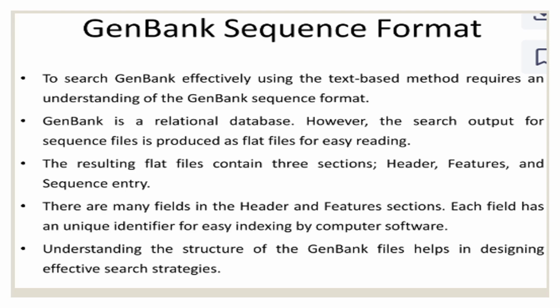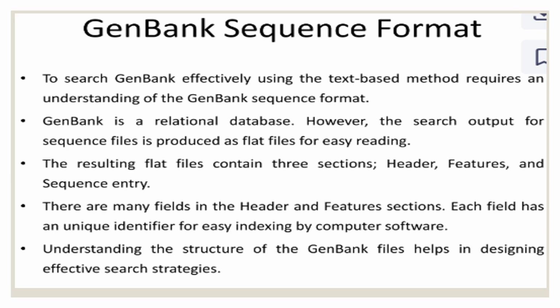The second category is features. Features include the data about the gene, which contains genes, exons, introns, CDS, conserved domain sequences, SNPs, and the proteins encoded by the particular gene. And the third one is sequences, where the nucleotide sequences are given in FASTA format.